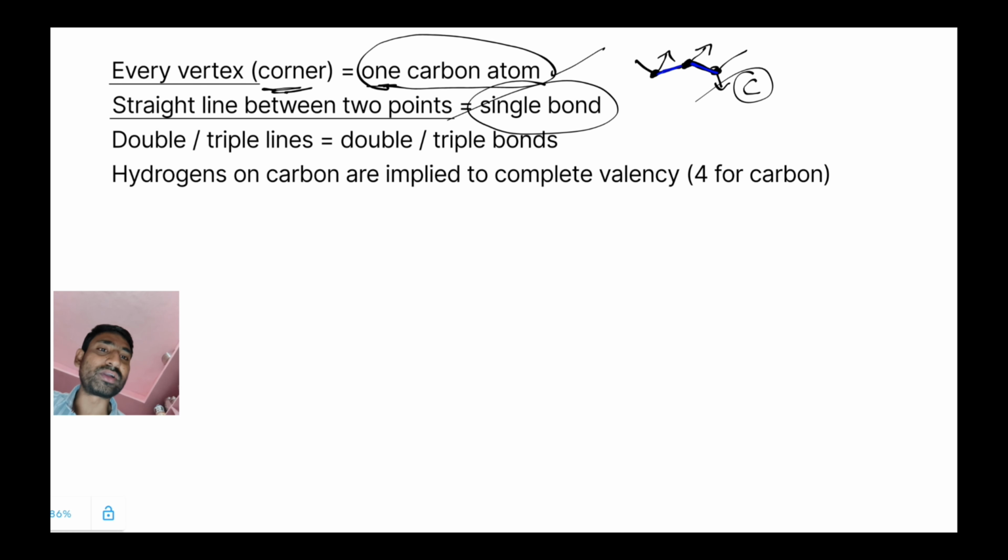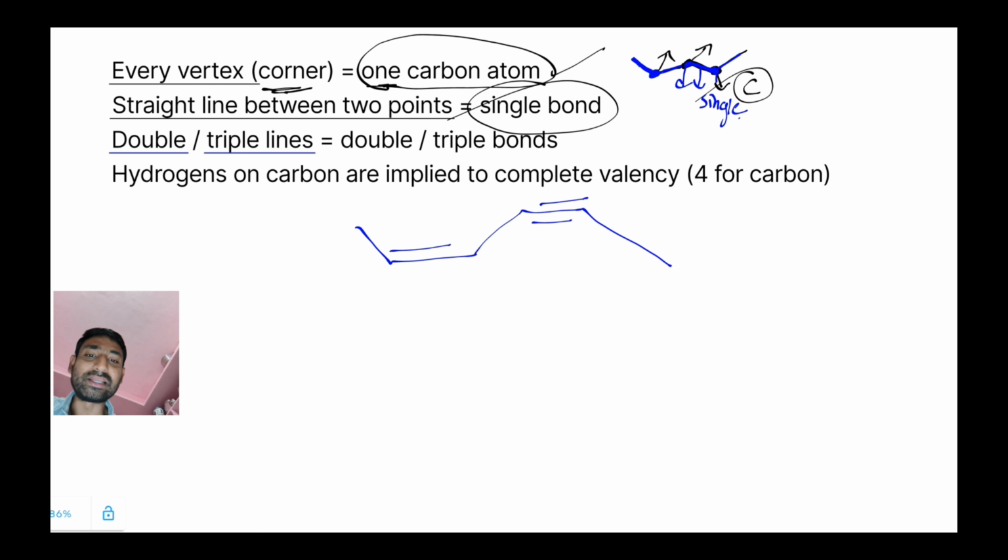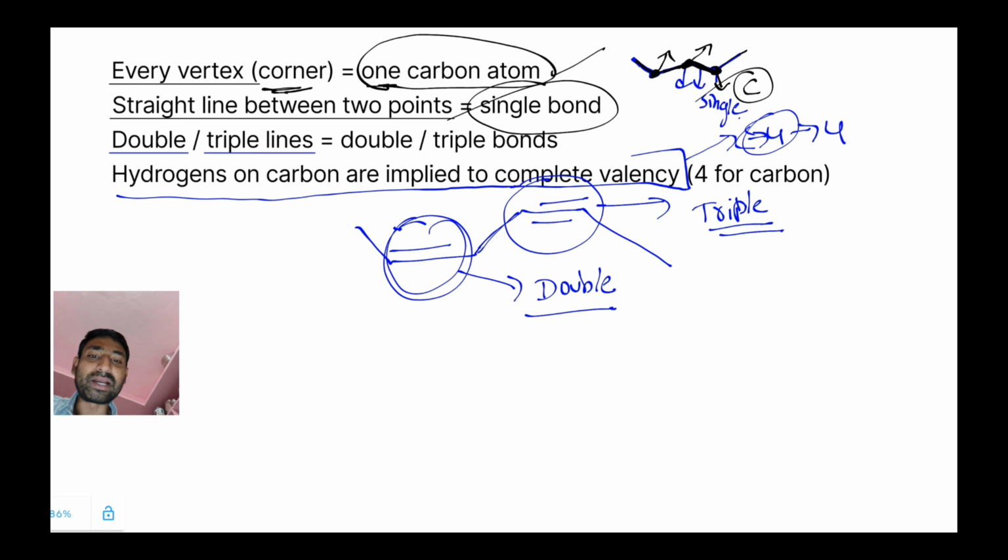Then, for example, take a molecule like this. If you observe it, there is a double line here, a triple line here, and a single line here. The double line represents a double bond between carbon atoms, and the triple line represents a triple bond between carbon atoms, guys. Hydrogens are implied to complete the valency, because carbon valency is 4. So if a carbon contains 2 lines around it, the remaining 2 bonds are satisfied with 2 hydrogens, which means a CH2 group is present at that point.